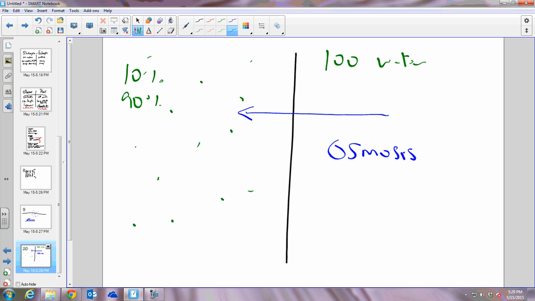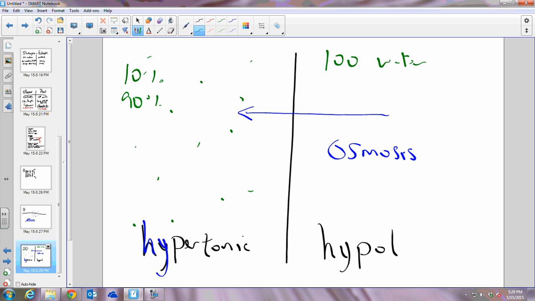Now, with water and talking about solutions, we have a couple other terms. We would say that this side is hypertonic, because it has the most solution, or the most solute. This side is hypotonic. Water always moves from hypotonic to hypertonic. Remember, it's hypertonic because it has more solute, and hypotonic because of less solute.